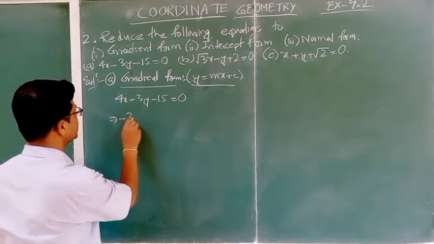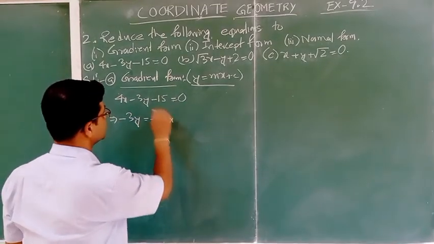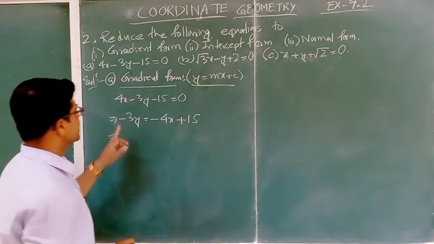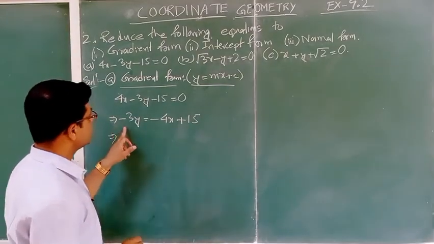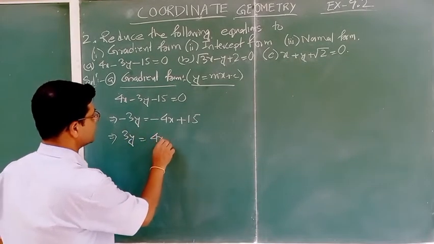We will take minus 3y equal to minus 4x. This is plus 4x, on the other side minus 4x. This is minus 15, on the other side it will be plus 15. What we do next? This y must be positive, isn't it? Let us multiply throughout by minus 1. So it is plus 3y equals 4x minus 15.